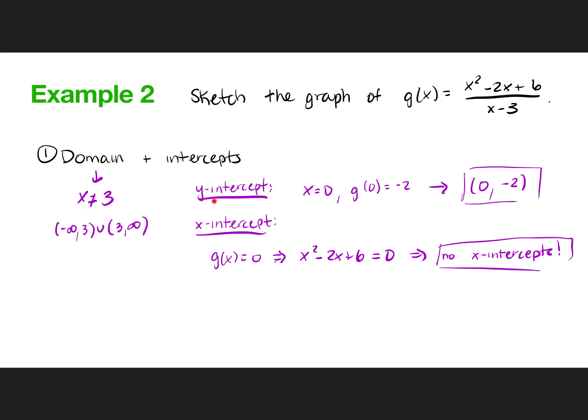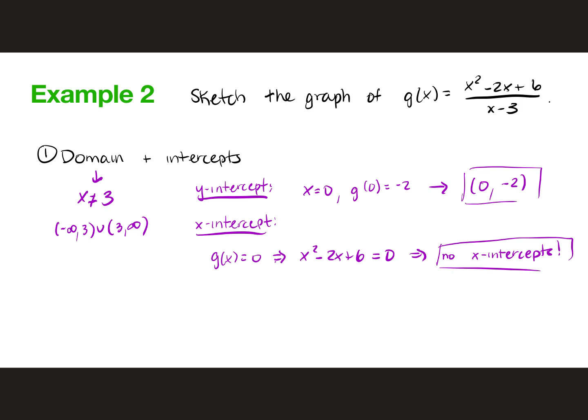As for the y-intercept, that's when we set x equal to 0. So we plug in x equals 0, and g of 0 is equal to -2. So that tells us that the y-intercept of this function occurs at the point (0, -2).